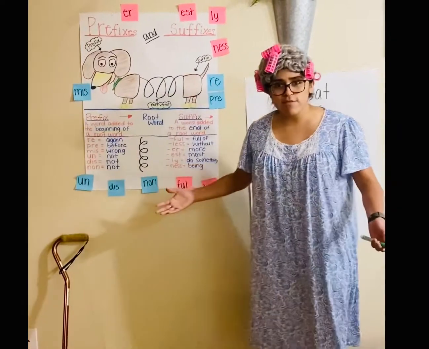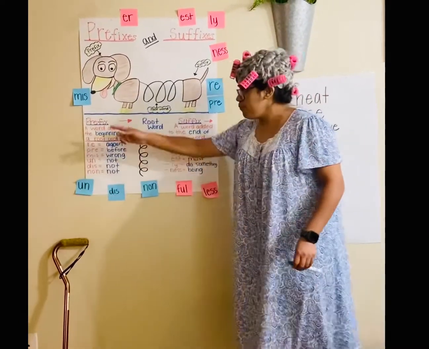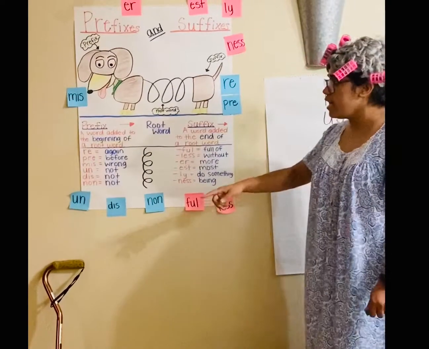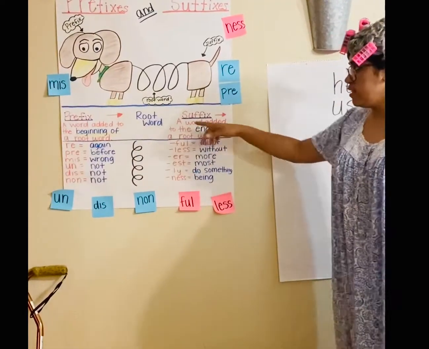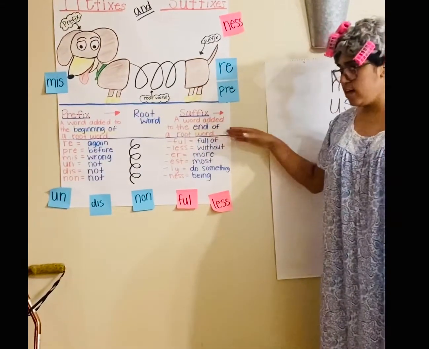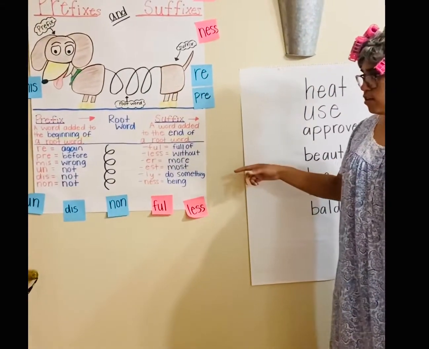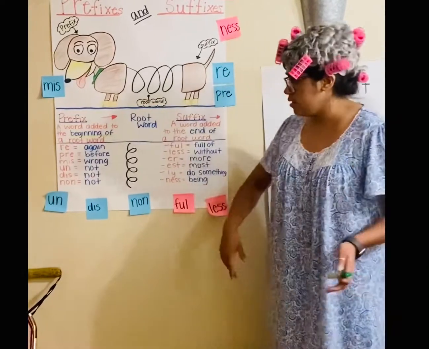So let's go over a few of those. A prefix is a word added to the beginning of a root word. A suffix is a word added to the end of a root word. Okay, let's go over a few prefixes.